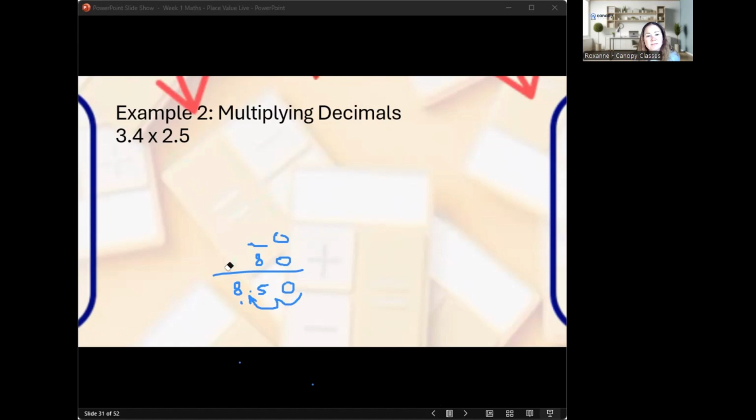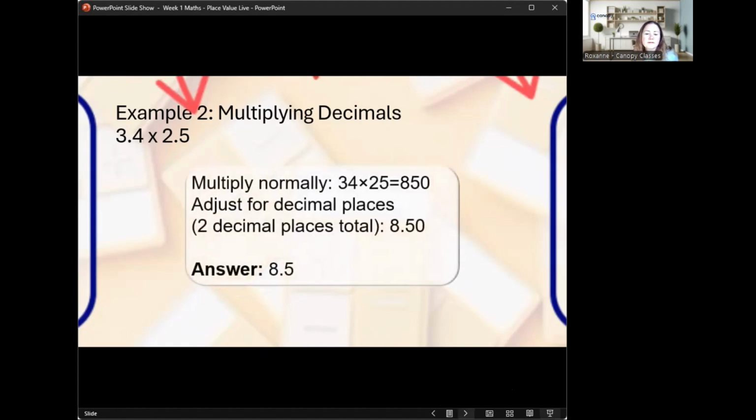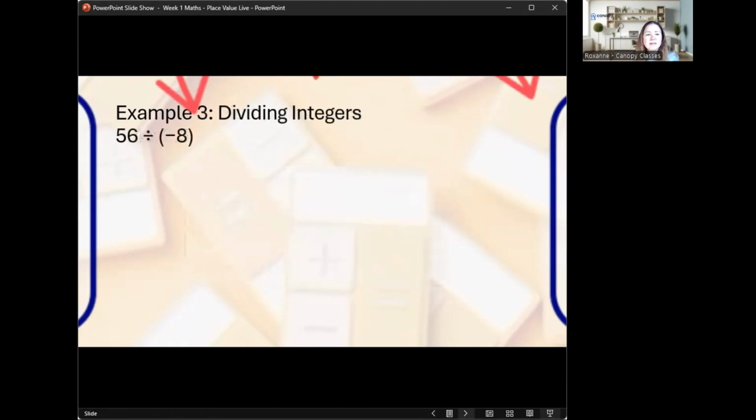Okay, let me just get rid of my annotations and move on. Okay, so that's where that answer came from. So if you make them whole numbers, you can multiply them. It just makes life easier.